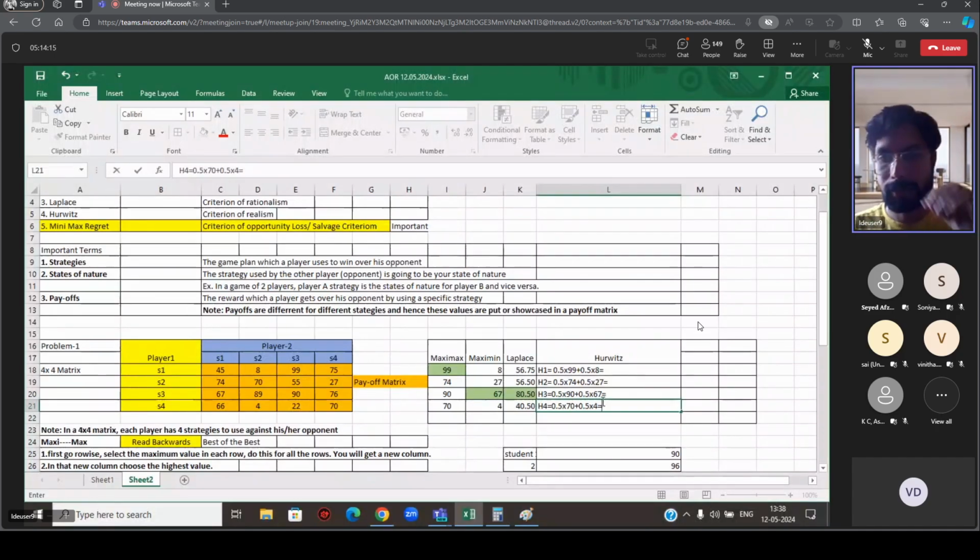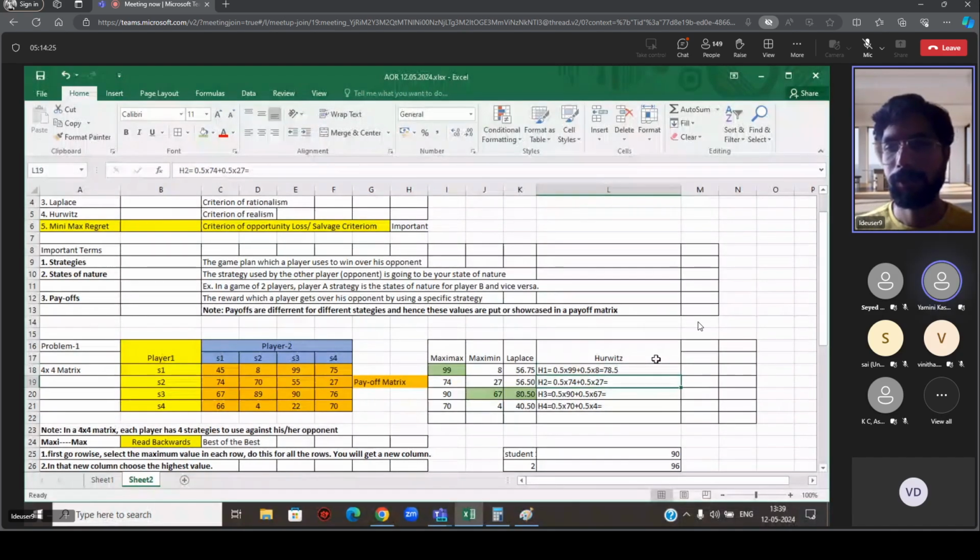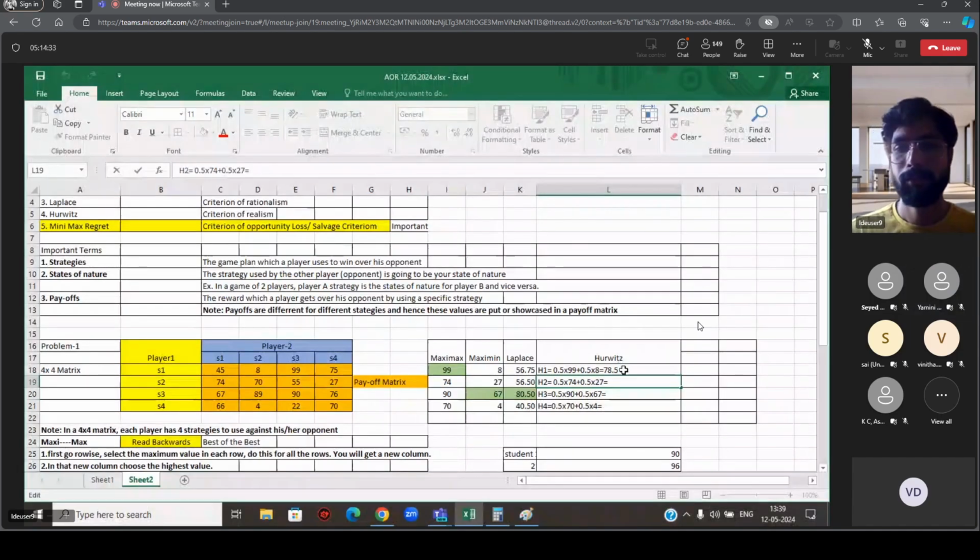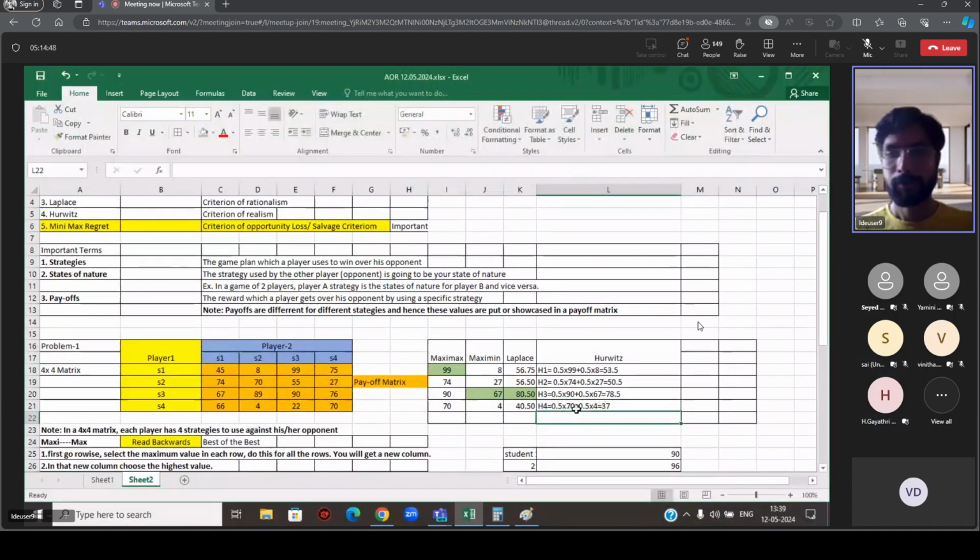What are the answers? Can you please give me the answers? The first one is 53.5. Second is 50.5. Third one is 78.5. Fourth one is 37. Very good. So I have got all these values.